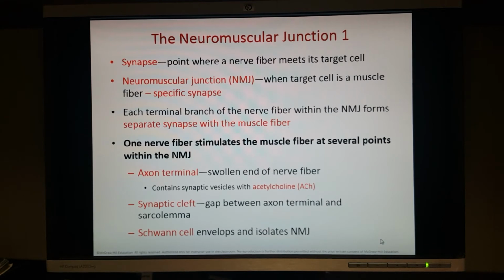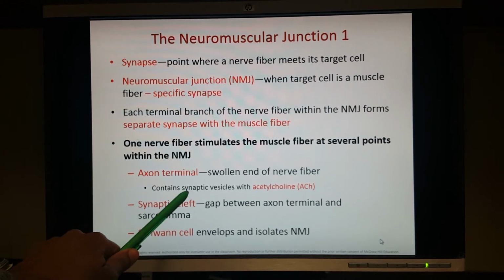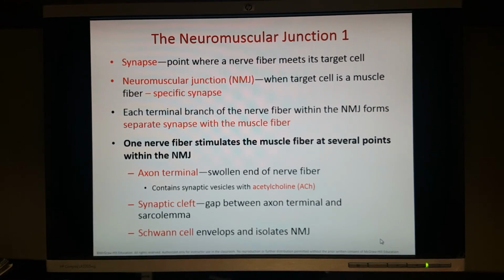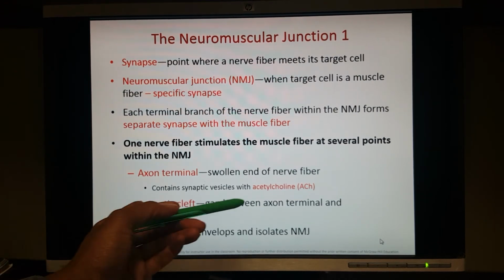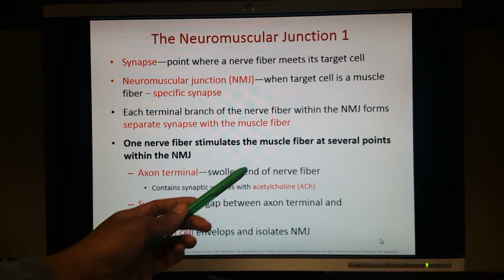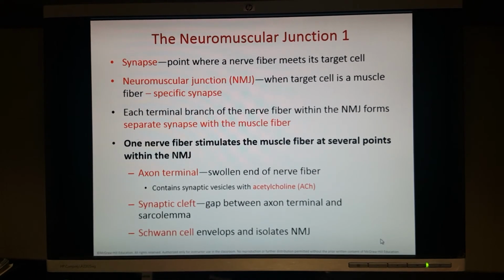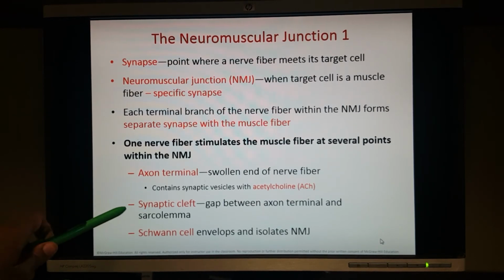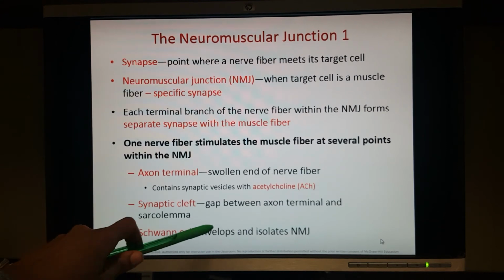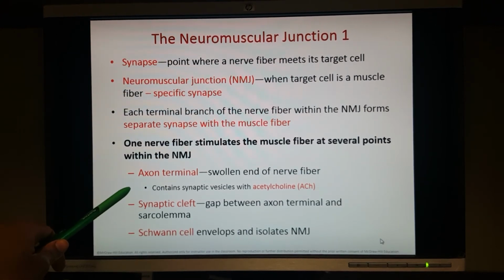So when your nerve cell or your neuron is stimulated to release, these synaptic vesicles will merge with the cell membrane of your neuron and release the acetylcholine neurotransmitter, or chemical signal like a ligand, out into the space of the synapse. So that space is called the synaptic cleft, or it's the gap between the axon terminal, so the final end of your neuron, and the sarcolemma of your muscle cell.